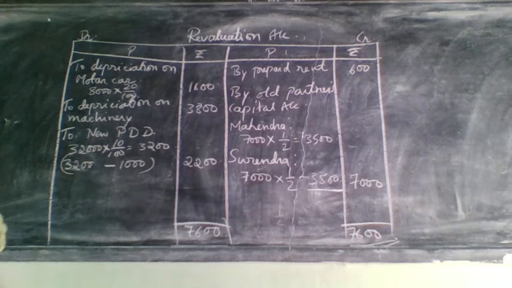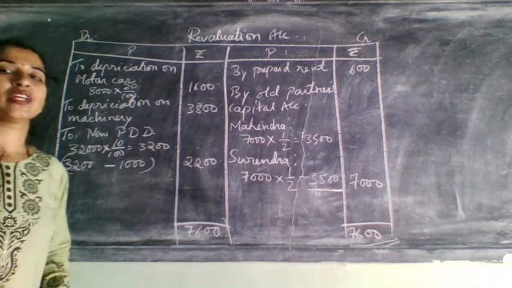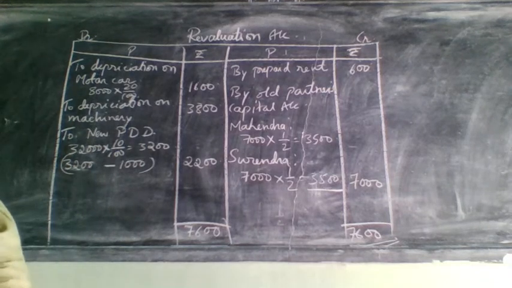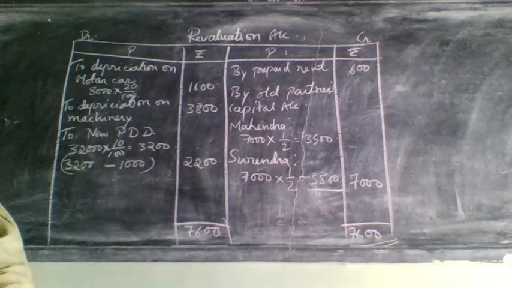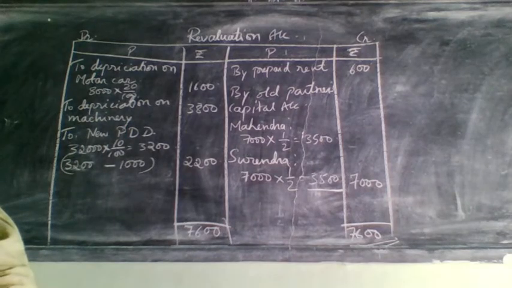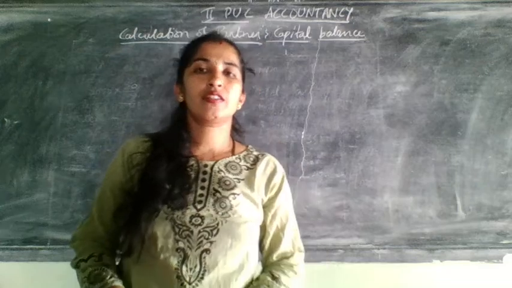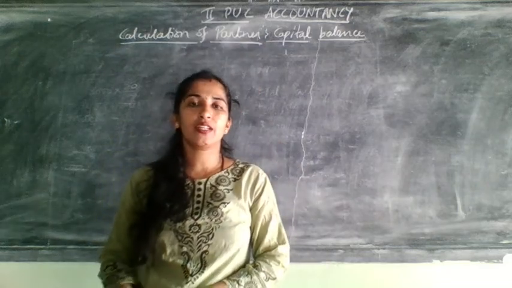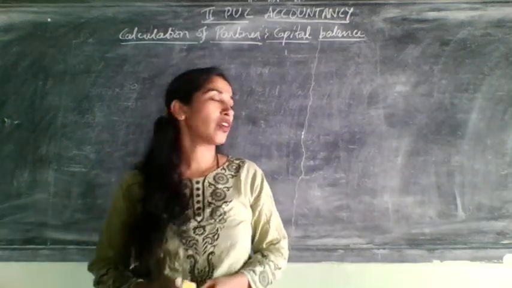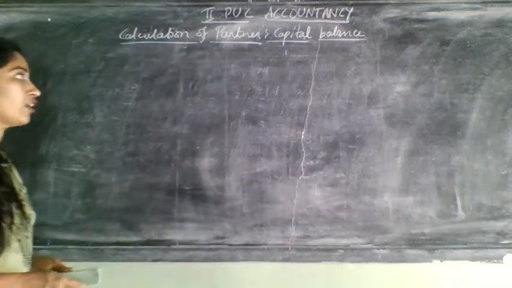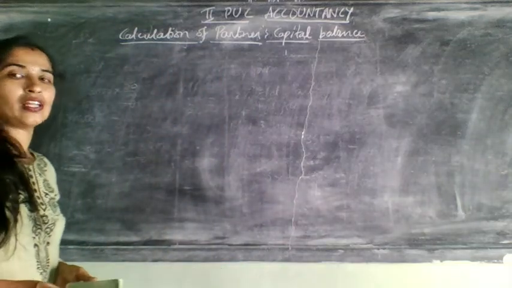Next step, what we need to do is, first we need to find out the capital balance of all the partners depending upon the capital brought in by the new partner. Let us do it now. Then we will go for partners capital account. Let us start with the adjustments related to partners capital now. So we'll write the heading calculation of partners capital balance.